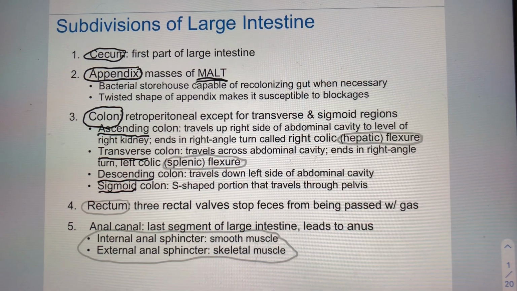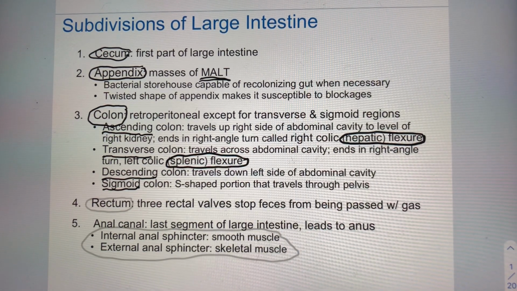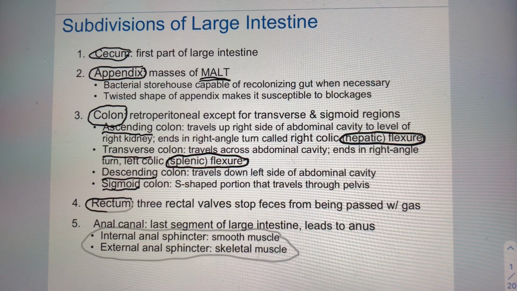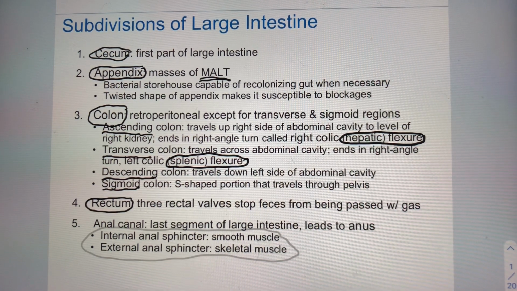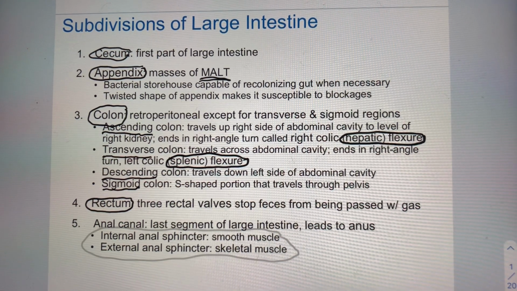Where ascending colon meets transverse colon, that turn that has to occur is called the hepatic flexure. It's called the hepatic flexure because it underlies the liver. Whereas where transverse colon meets descending colon, that turn is called the splenic flexure because it underlies the spleen. And then the last portion of the large intestine is the rectum, and inside the rectum are three valve-like walls that allow us to pass gas without pooping, which is something I'm very thankful for, but probably you're not aware that those valves are there in order to get that done.